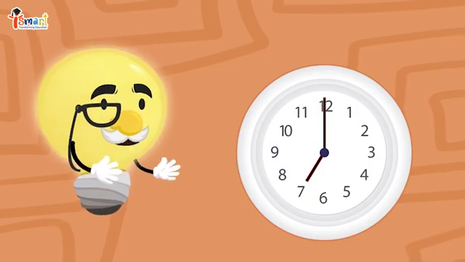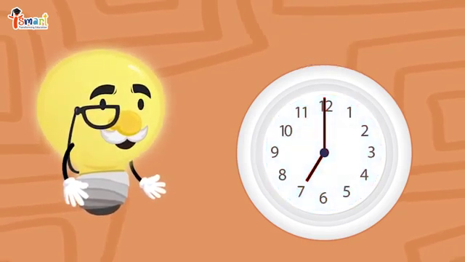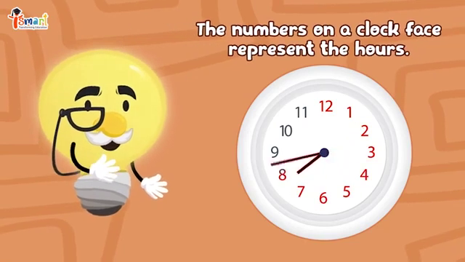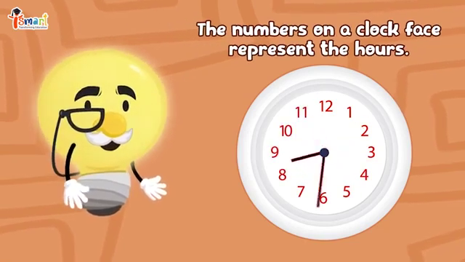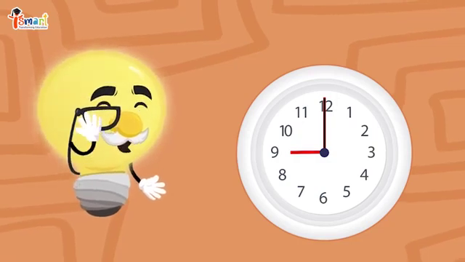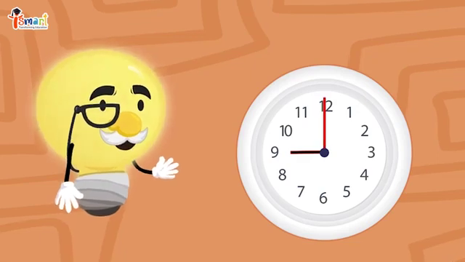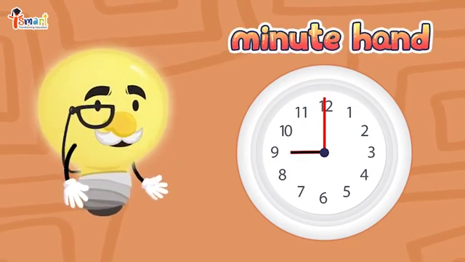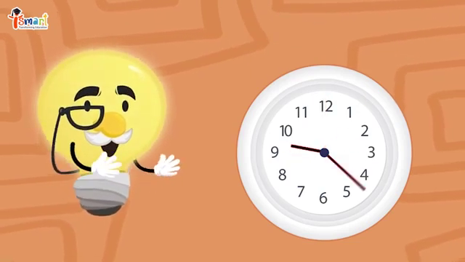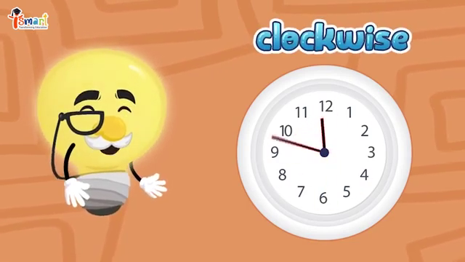This is an analog clock with the clock face highlighted. The numbers on the clock face represent the hours. And the two hands. The shorter hand is called the hour hand. The longer hand is called the minute hand. Both two hands spin in the same direction, which is called clockwise.